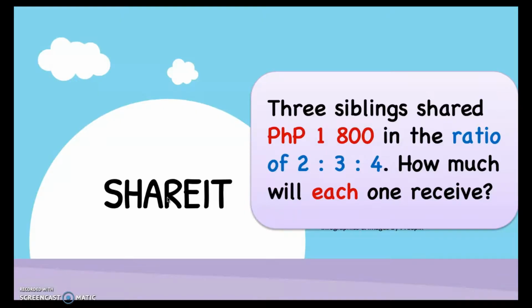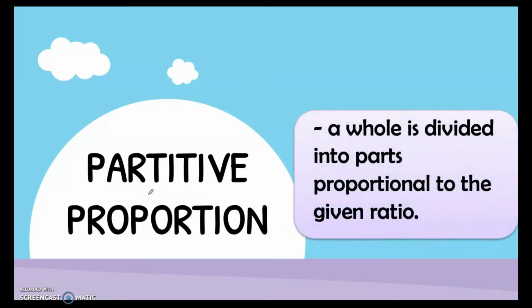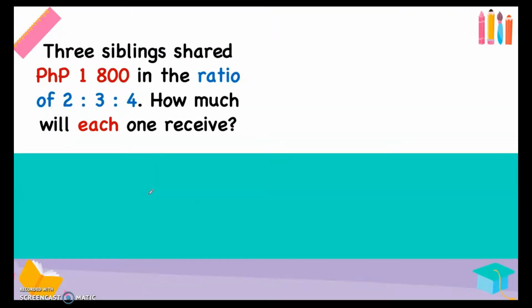Now this problem is an example of partitive proportion. Partitive proportion is when a whole is divided into parts proportional to the given ratio. Now what does it mean? Now let's analyze the problem.